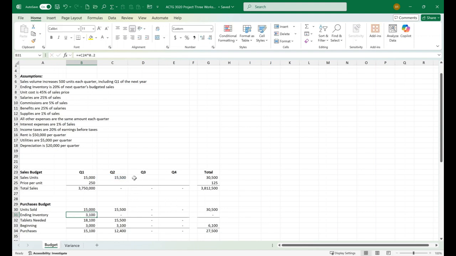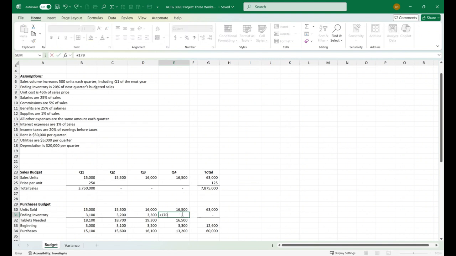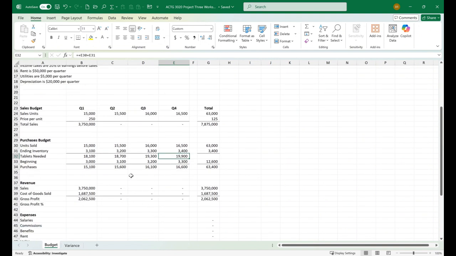So really you just have to spread this formula. And then somehow you're going to have to put out here either a formula that goes, well, since it's going to increase, you assume that it's going to increase another 500. So really that's going to be 17,000 times 0.2. And so that's going to have that impact on those numbers.